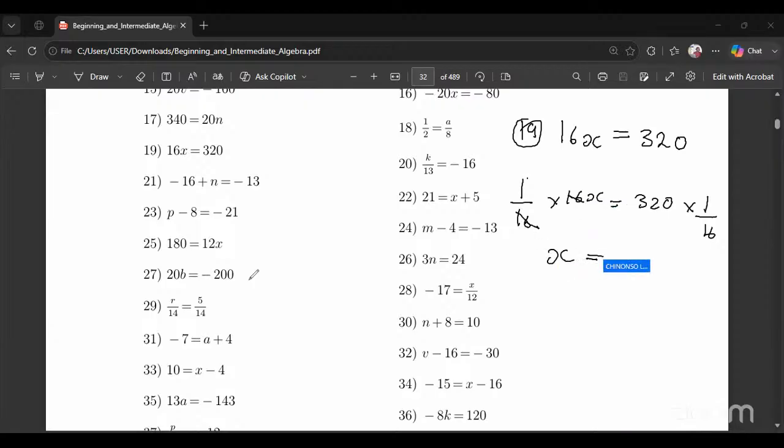x is equal to 320 divided by 16. So that's 32 divided by 16, that's 2. So that's 20. The value of x in this particular equation is 20.